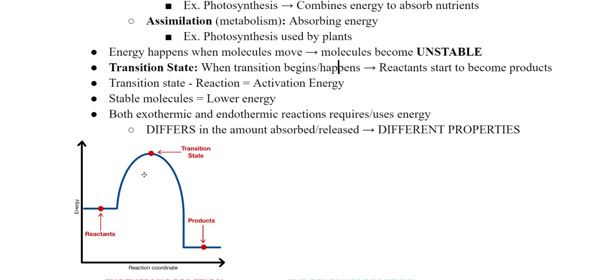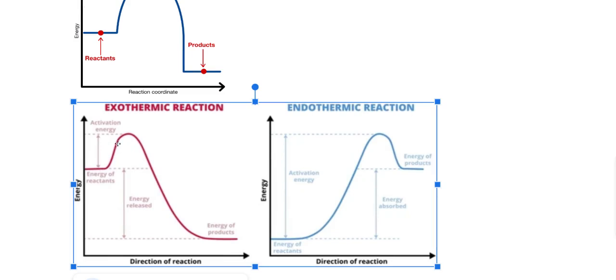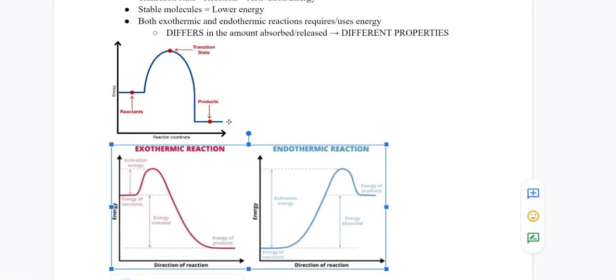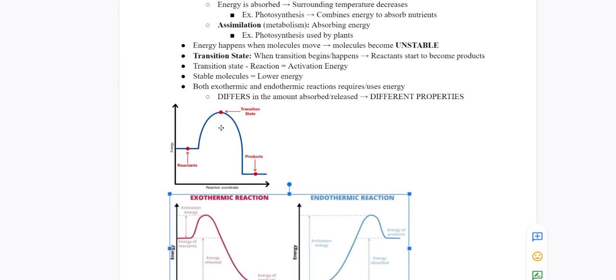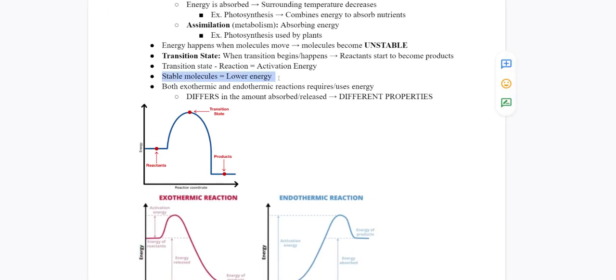The amount of energy needed from the reactants to reach the transition state up here is called activation energy. So in order to find the activation energy, all you need to do is subtract the reactants from the transition state, and then you'll find this part, which is the activation energy. Stable molecules that don't move around much have lower energy. But as they start moving around, they start to gain more and more energy.